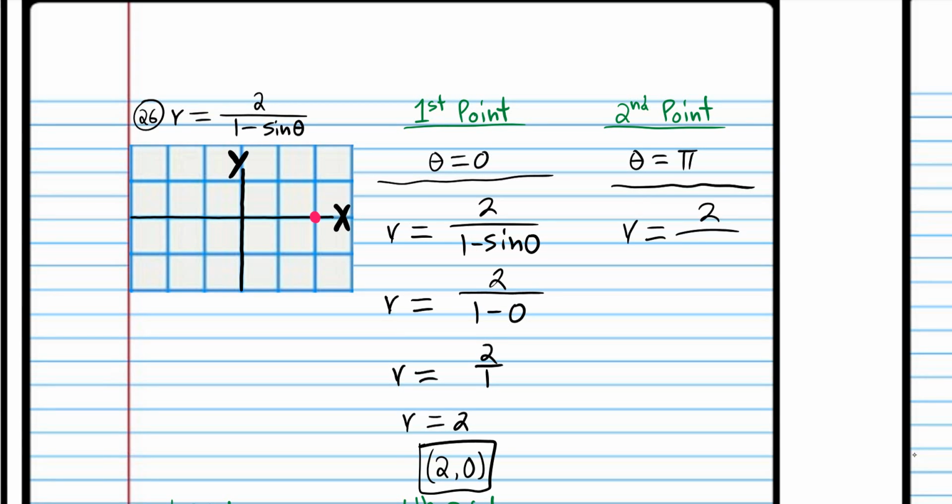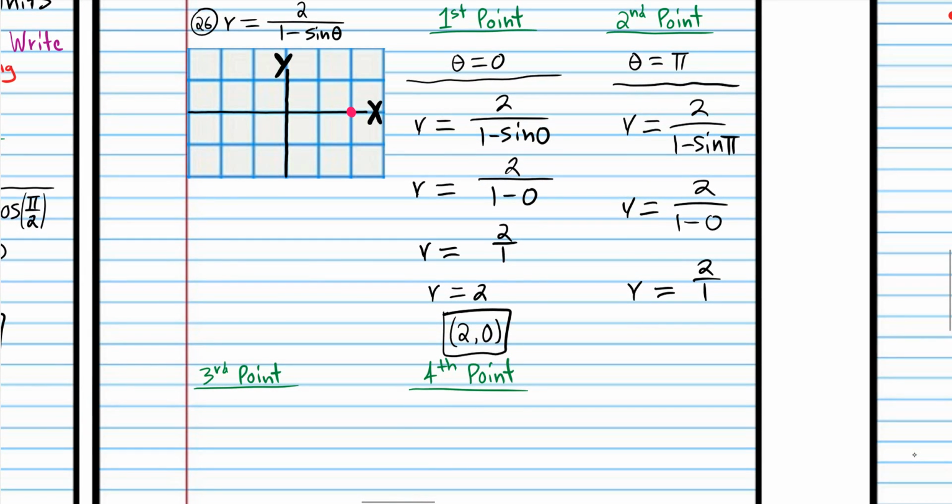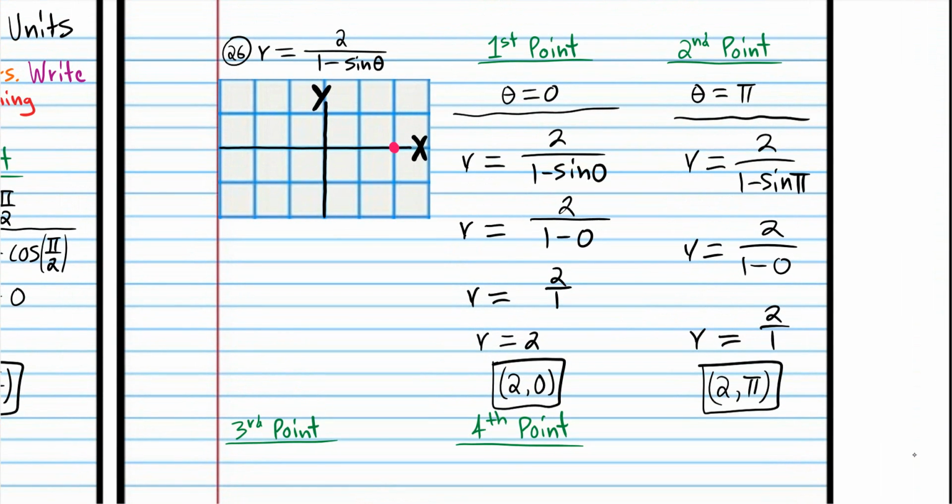So 2 over 1 minus sine pi is the value of r, and if you look at your graph, sine pi is just 0. So we have 2 over 1, which is 2, and so the point we're looking for is (2, pi). So we're going to count 2 units this way and then rotate pi, and we'll get this point here. Pi is 180 degrees.